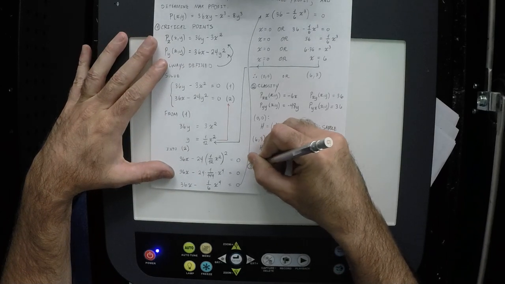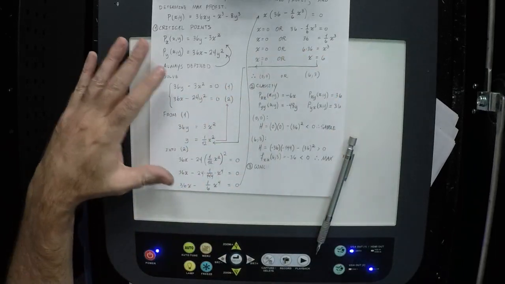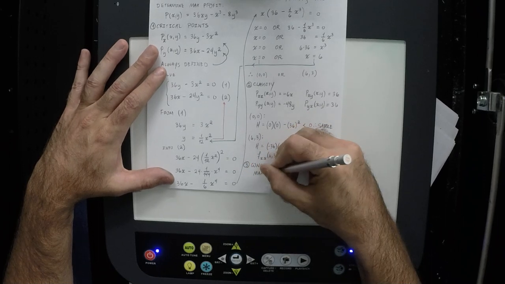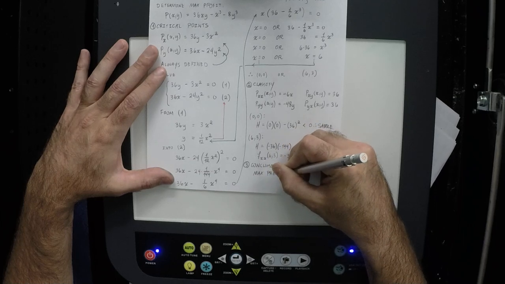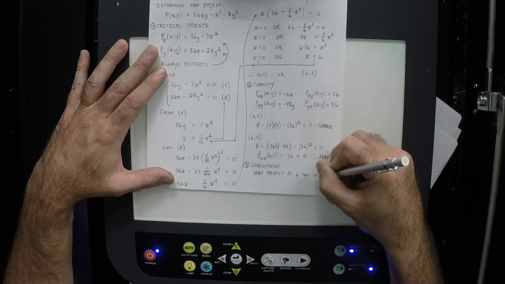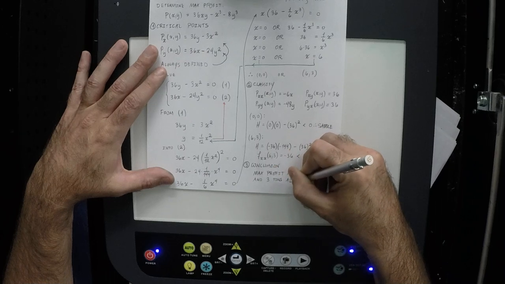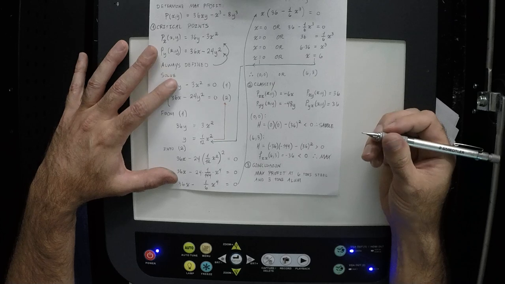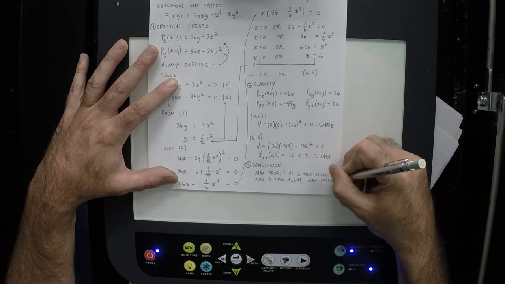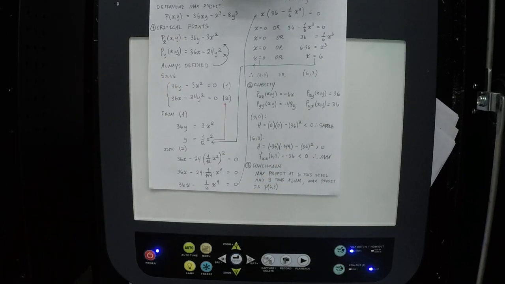Okay. So, as a conclusion, the max profit is at 6 tons of steel and 3 tons of aluminum. And what is the actual maximum profit? How do you figure it out? Very good. And max profit is P of 6, 3. So now we need to plug that in.